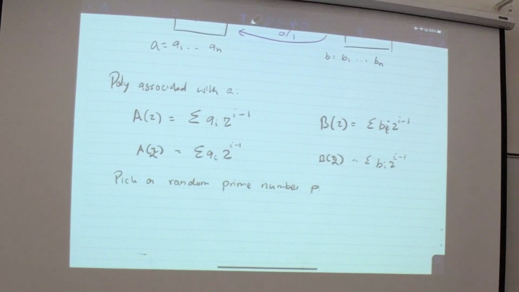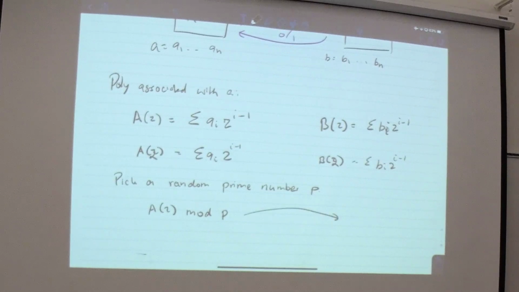And then compute, okay? And then send that to me. And we do the same thing. B takes B of 2, computes B of 2 mod p, and compares it to A of 2 mod p. And again, same thing. If they're equal, it says they're equal. If they're not equal, it says they're not equal. Okay? So is the strategy clear?